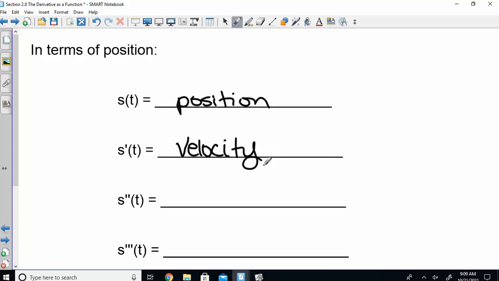The first derivative is velocity. You're starting with position. If I want to know how your position changes, that's velocity. It's like your speed with direction. It tells us if we're going forward or backward. Okay, if I want to know how your velocity is changing.